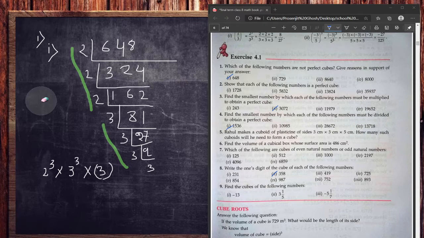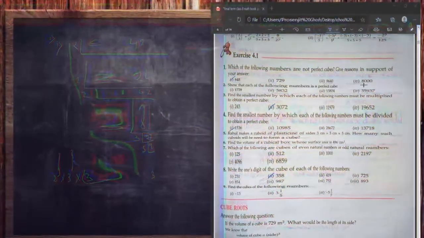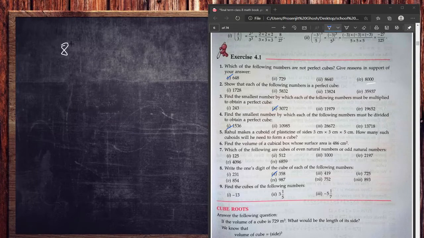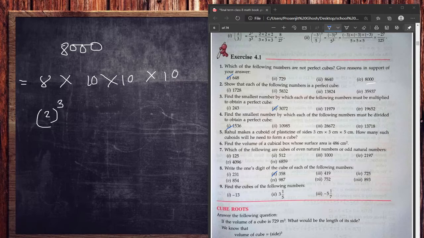Very similar idea to the squares, that extra 3 is there, so it is not allowing that number to be a perfect cube. Now check out the last one, that is 8,000. You already know how we can break that: 8 into 10 into 10 into 10. I am not doing the LCM this time because that is a very easy one, so I am doing it normally. So 8 is 2 cube, we already know that, and also 10 cubed is there. So you can say that 20 cube, it is the perfect cube of 20.